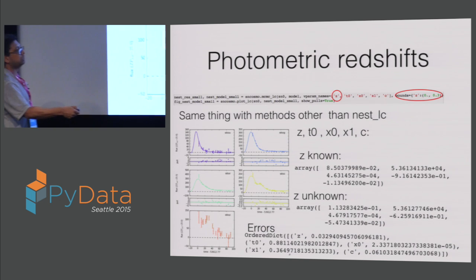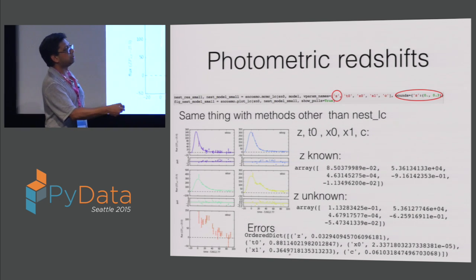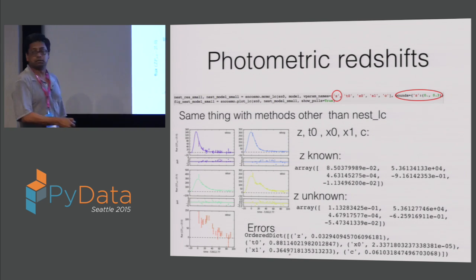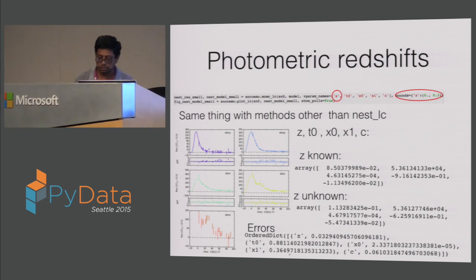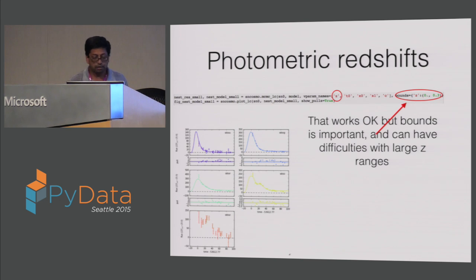And when z is unknown, they're a bit worse, but they're not terribly worse. And the errors are larger. And so that makes sense. So I would say that's okay. But this is actually not so easy.